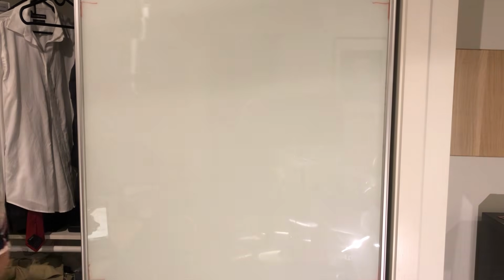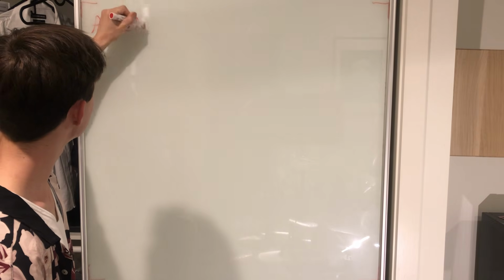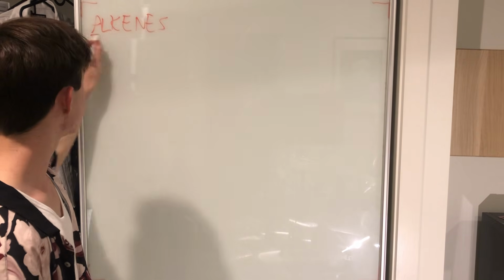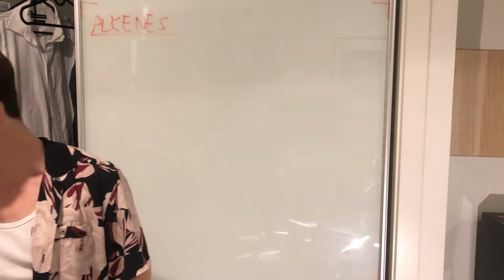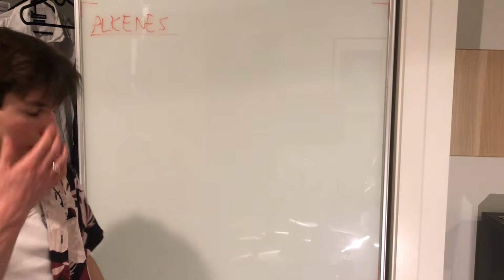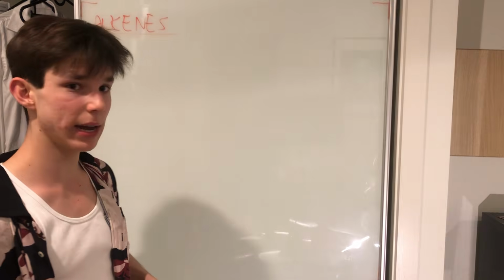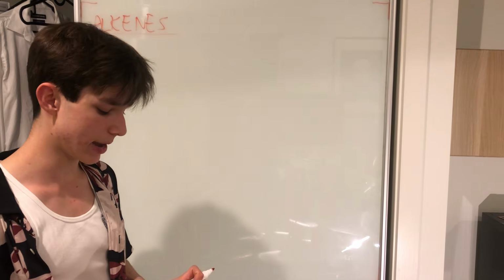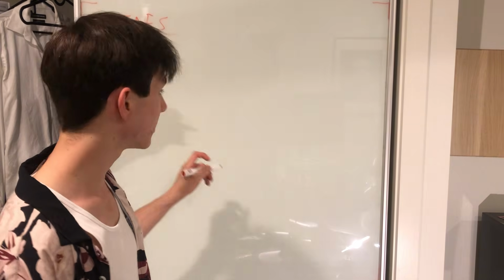So these alkenes, if you recall, they contain at least one double bond. That's the definition of an alkene. They are unsaturated, whereas alkanes are saturated. Now to get you thinking about why alkenes react in the ways they do and alkanes don't, I just want you to think about, well, what is a double bond?